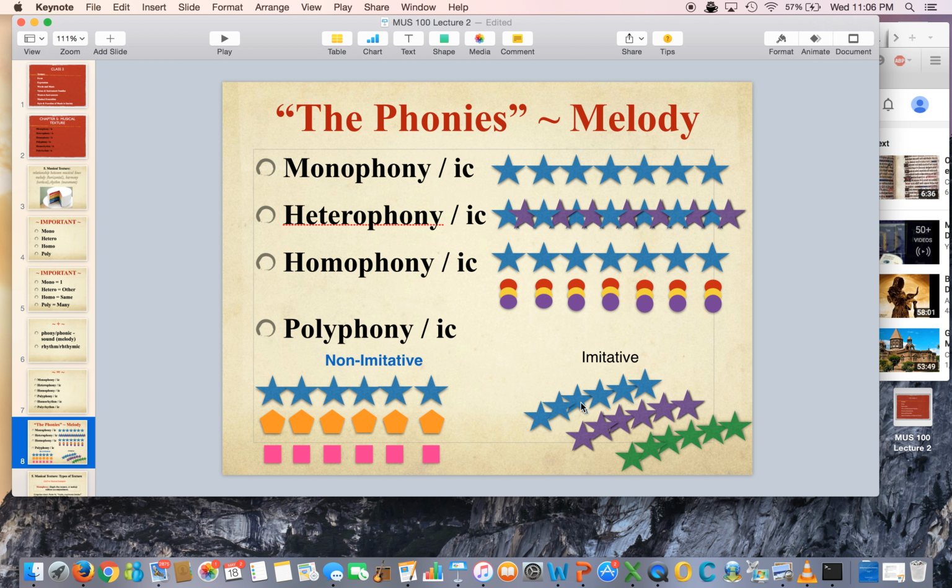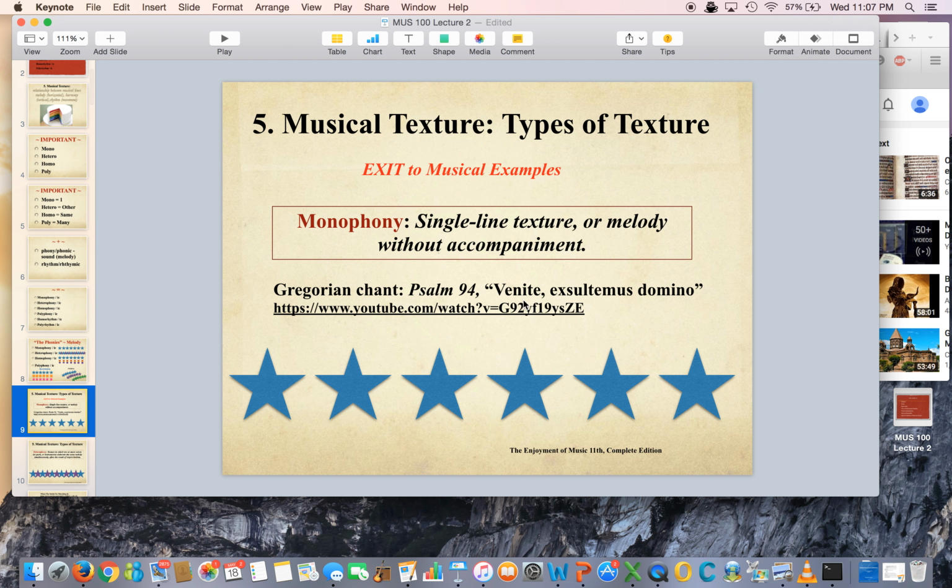Imitative means I'm going to do one melody and I'm going to start it at different times. Like if we did row, row, row your boat gently down the stream, and the next person comes in, same melody, they start after me, that's called a round. That is imitative polyphony. So it's the same melody, and it's started at different times. So here's some examples.